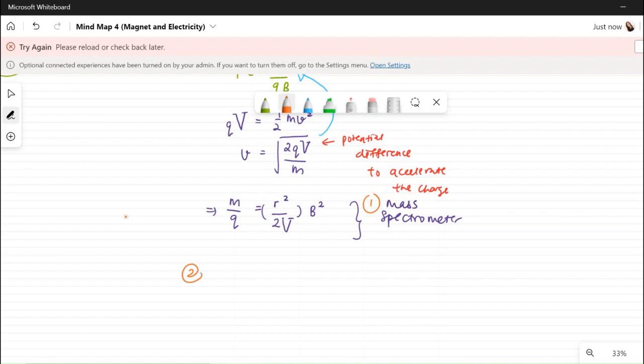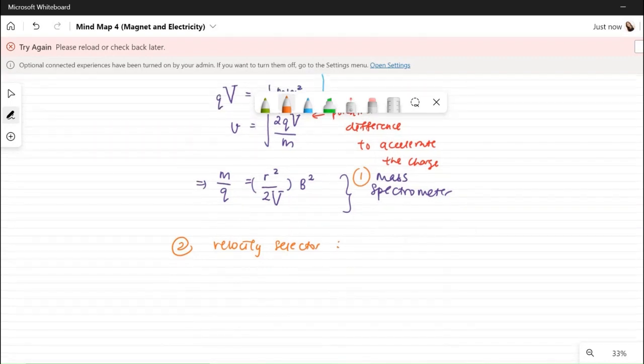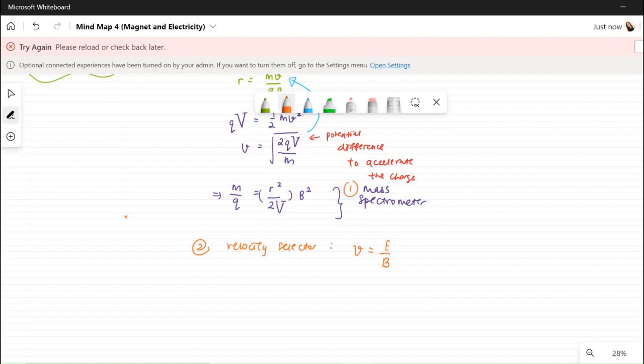We can also apply it in a device called a velocity selector, right? As given by the name, velocity selector means you select a certain velocity of the moving charge in this equipment. For example, the velocity is v, which is equal to E over B. So in the velocity selector, you apply both a magnetic field and an electric field.